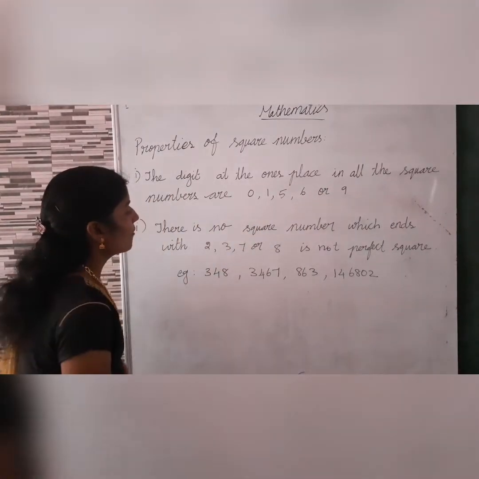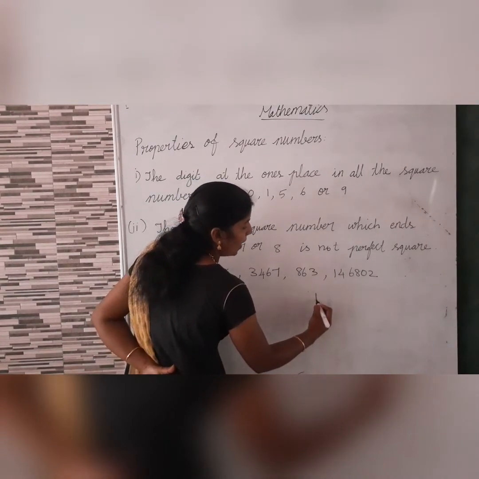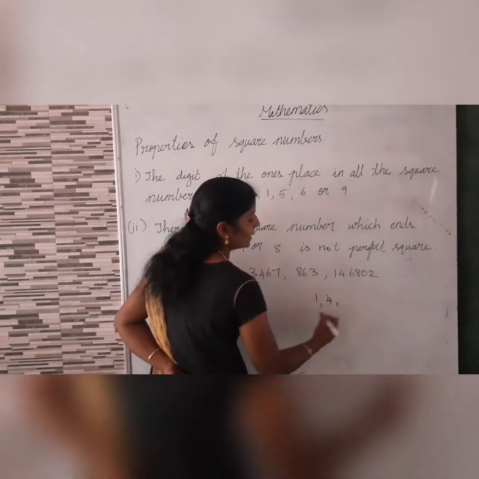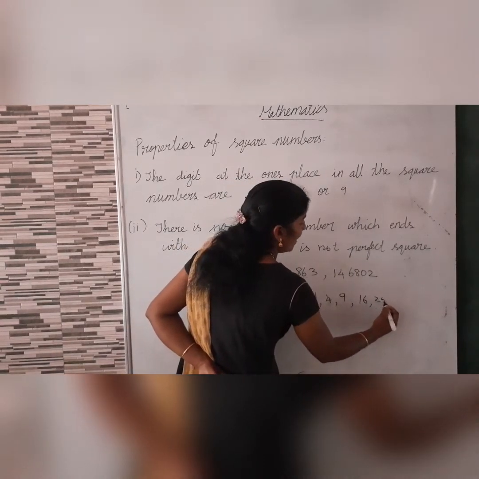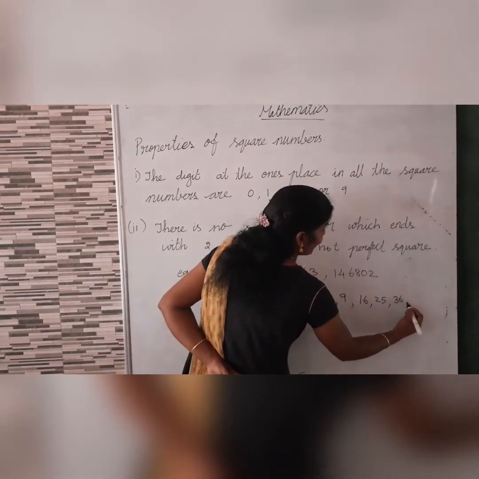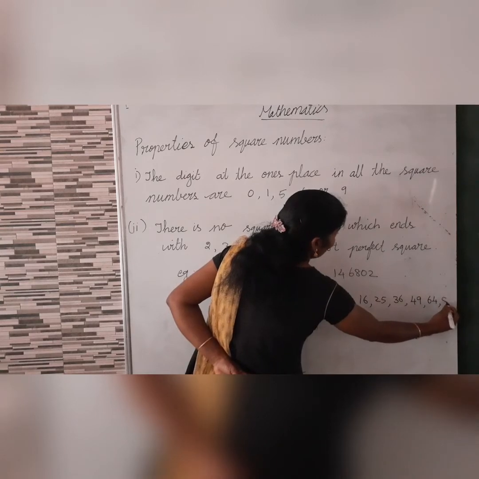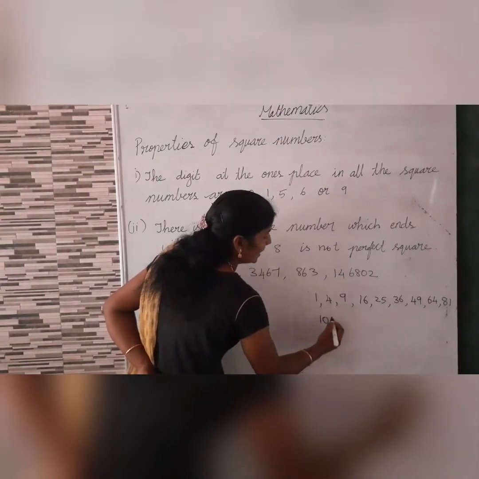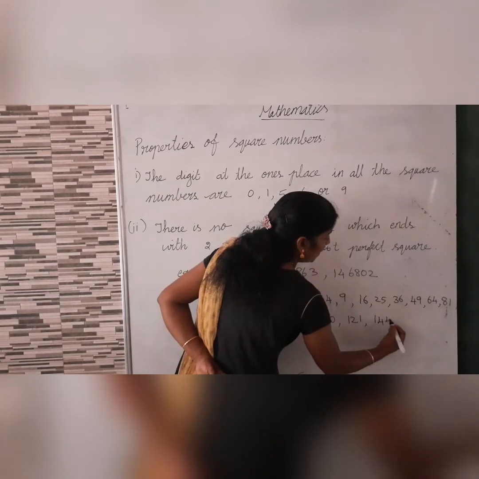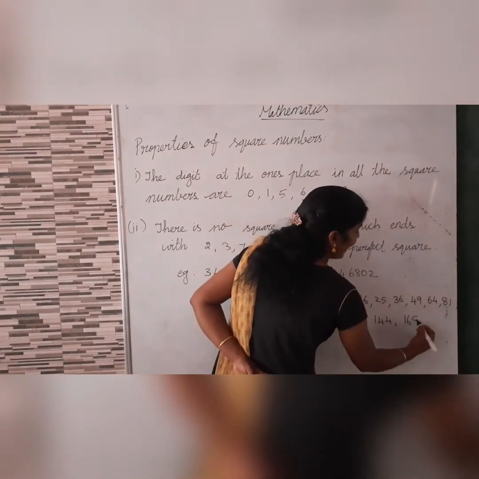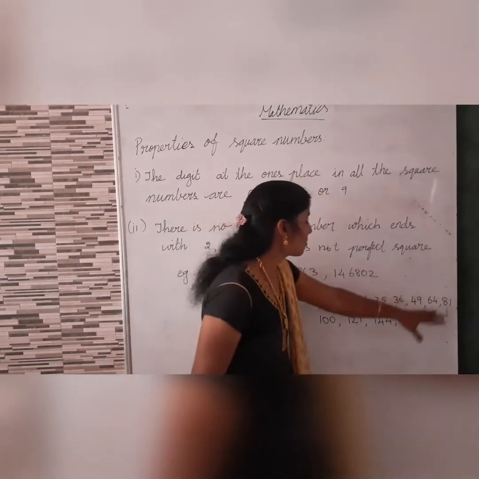Now we can write the square numbers. What are the square numbers? 1 into 1 is 1. 2 2s are 4. 3 3s are 9. 4 4s are 16. 5 5s are 25. 6 6s are 36. 7 7s are 49. 8 8s are 64. 9 9s are 81. 10 10s are 100. 11 into 11, 121. 12 into 12, 144. 13 into 13, 169, etc. Then 14 into 14, 15 into 15, like this. These are the square numbers.